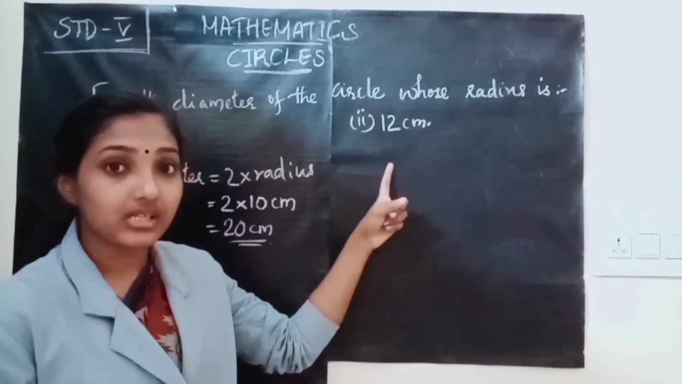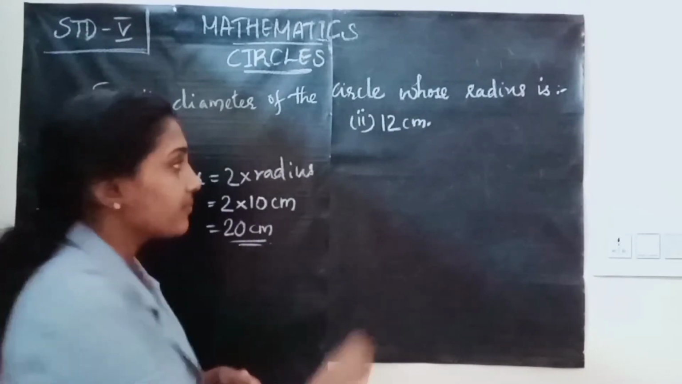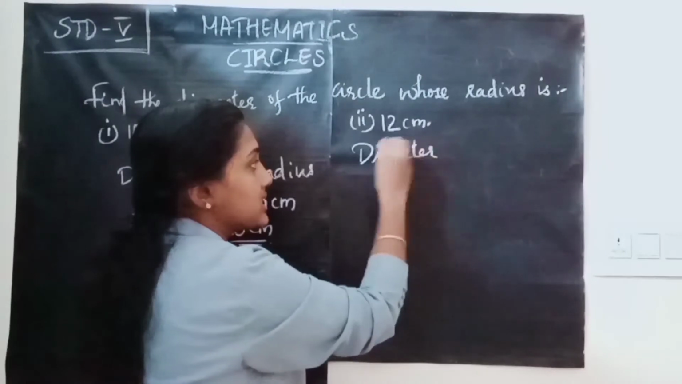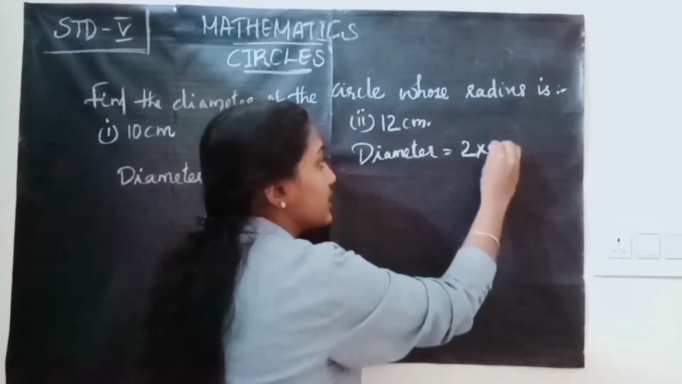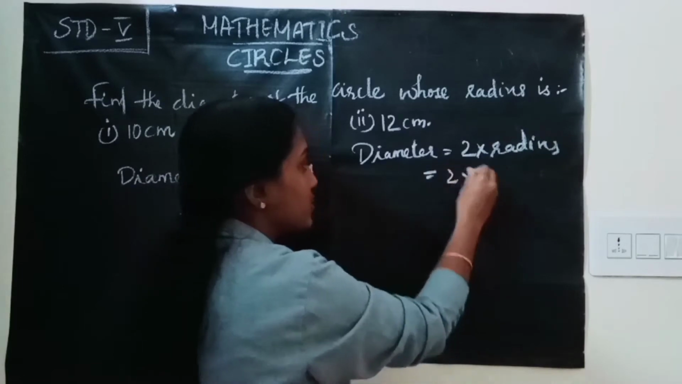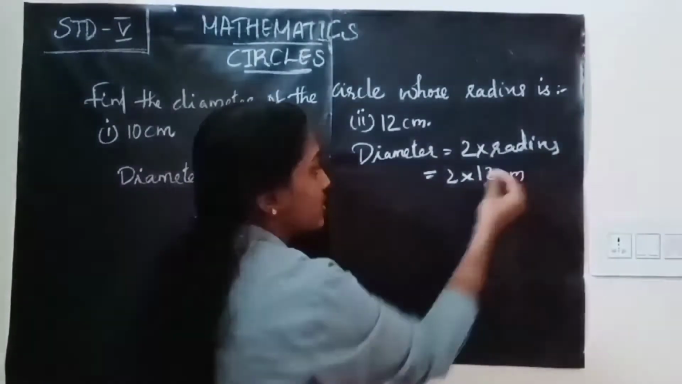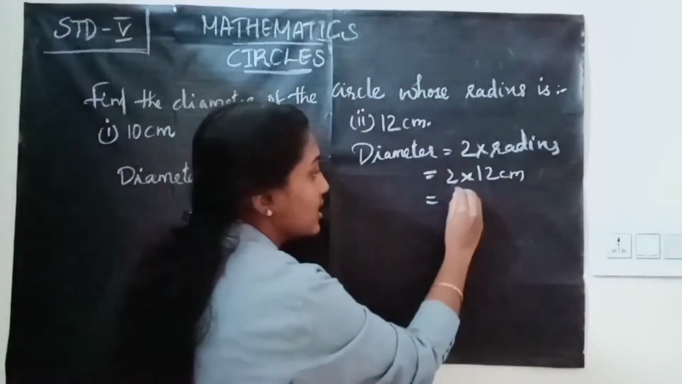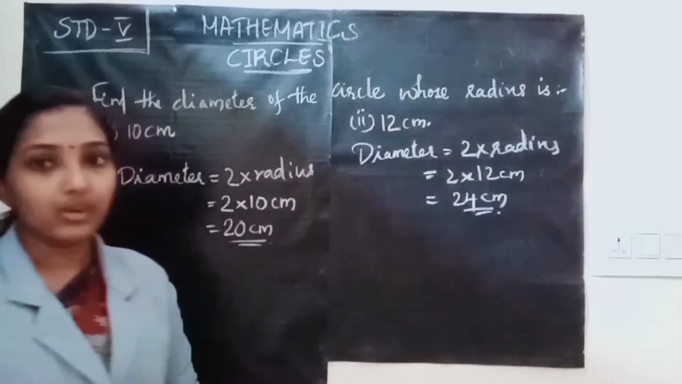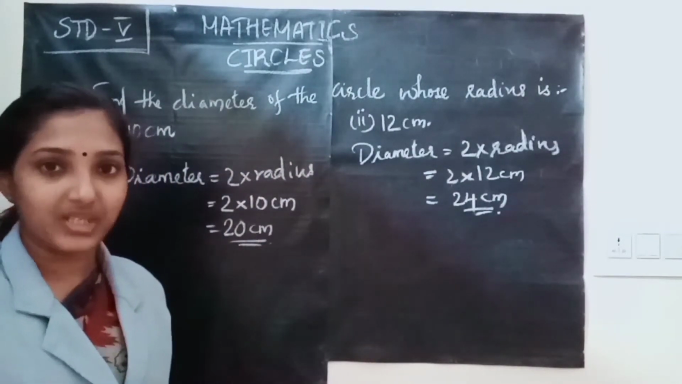Okay, moving to our next one here. The radius of the circle is given as 12 centimeter. We need to find the diameter. The same procedure we have to do here. Diameter is equal to 2 into radius, right? Which is equal to 2 into 12 centimeter, which is equal to 24 centimeter. So the diameter of the circle is 24 centimeter.